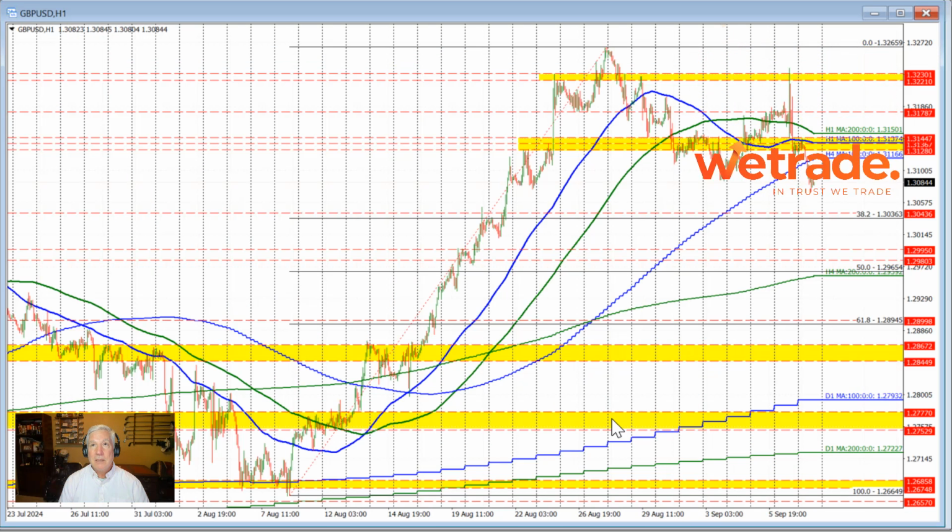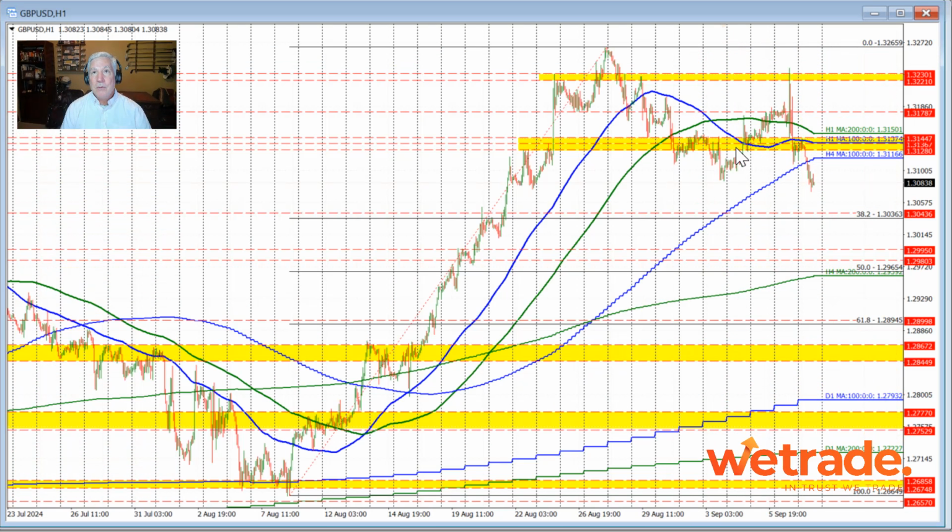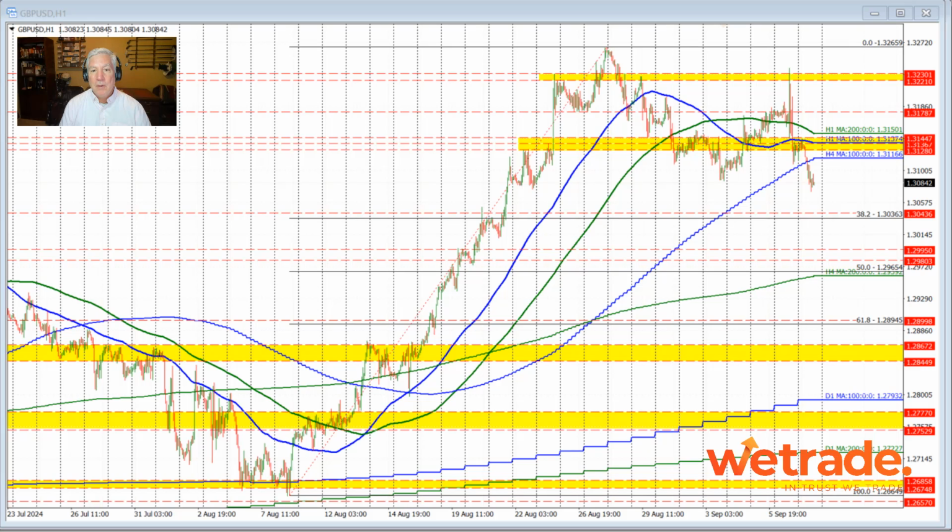Finally, let's take a look at the sterling versus US dollar. And what we saw on Friday, once again, is lots of ups and downs. We did move above the swing area here briefly between 132.21 and 132.30, only to rotate back to the downside. And as you can see, we closed below the 100-hour moving average, below the 200-hour moving average, blue and green lines in this chart.